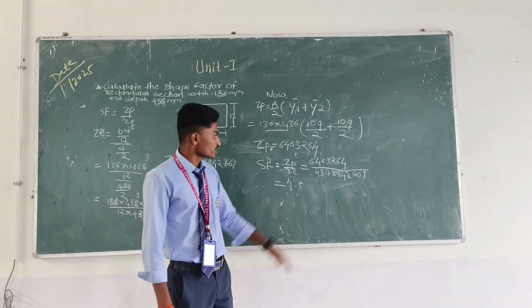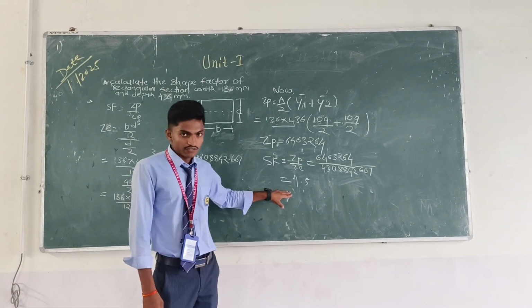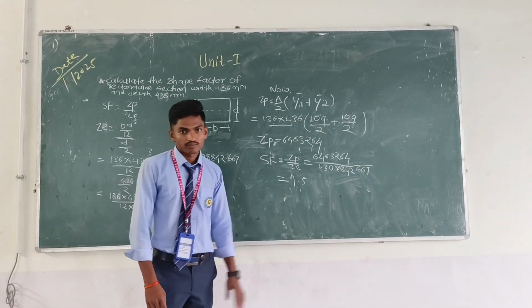So after calculating, shape factor is Zp upon Zd, which is equal to 6463264 upon 4308842.667. So our shape factor is 1.5. Thank you.